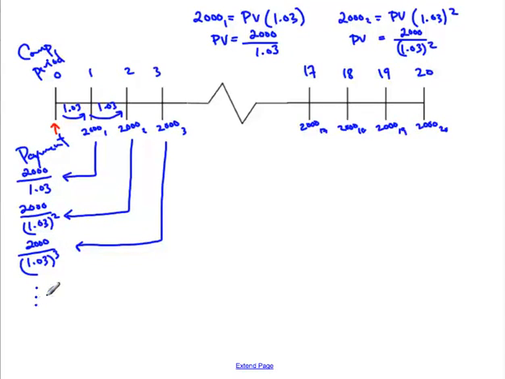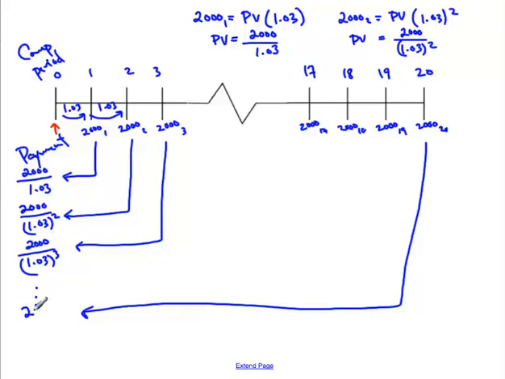And if I follow along, you can see that this 2,000 would have a present value of 2,000 divided by 1.03 to the power of 20. The subscripts match the exponents. That means that to have $2,000 20 years from now, I would need to invest this amount of money now in an account paying 3% per annum interest compounded annually.